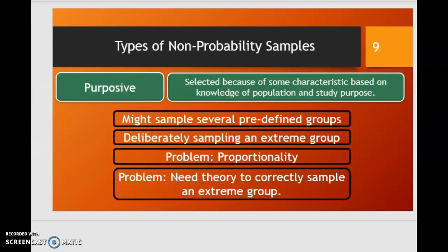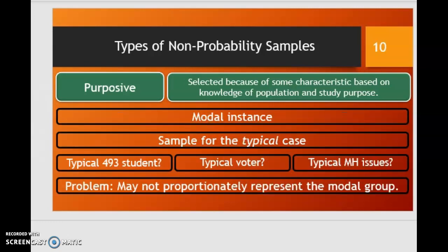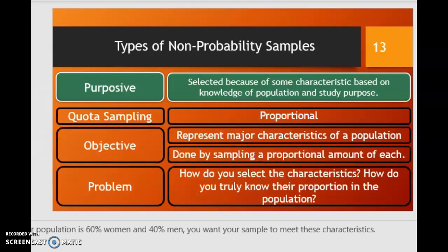And we do the selection in this particular way because of the specific characteristics, based on the knowledge of some of the specific characteristics we have about the population and the study purpose. So we have some pre-information about what the sample looks like, and that is the basis upon which we are making that determination.